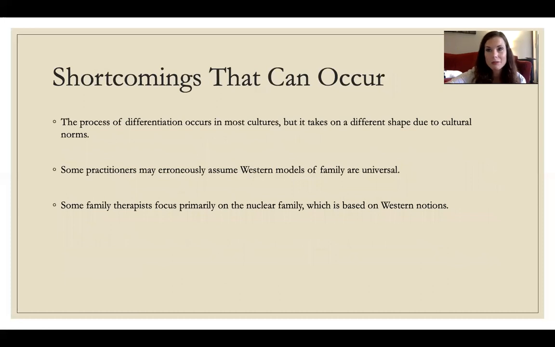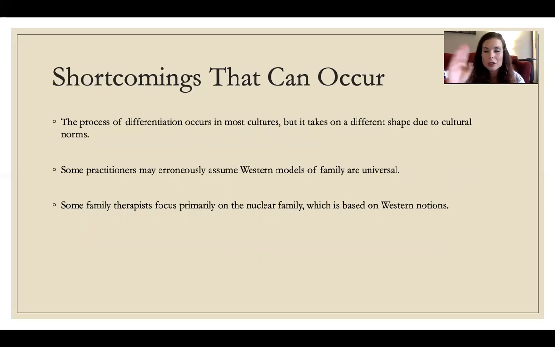And shortcomings of family therapy that can occur. So the process of differentiation occurs in most cultures, but it takes on a different shape due to cultural norms. Some practitioners may erroneously assume Western models of family are universal.